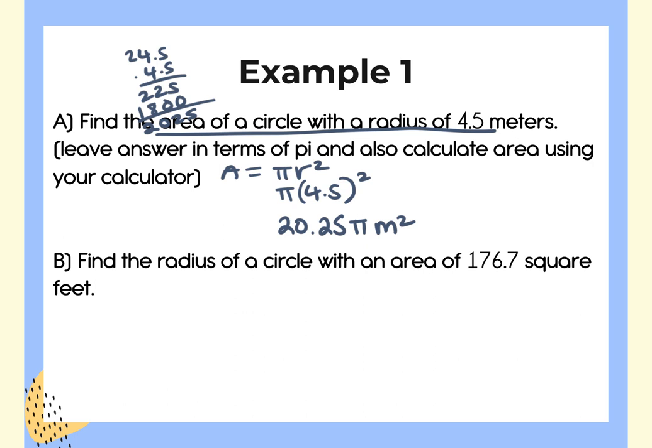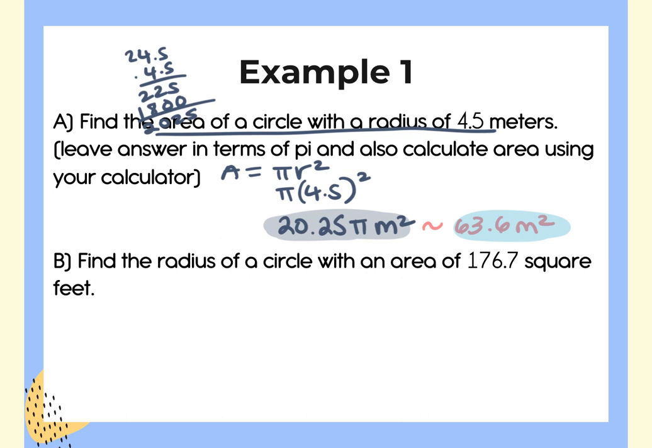Then if I actually use the pi button on the calculator, 20.25 times pi, we're going to round to the nearest tenth just to be consistent with the warm-up. You get 63.6 meters squared. So exact would be the one on the left, rounded would be the one on the right.